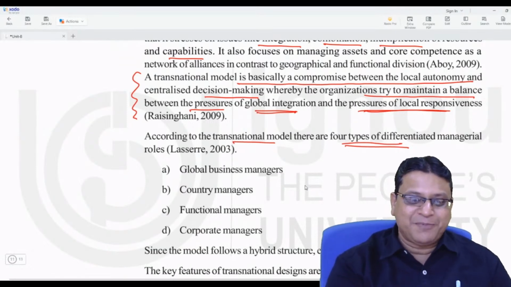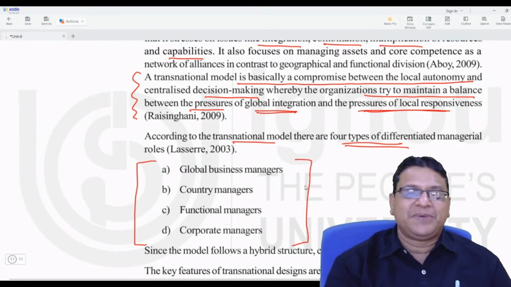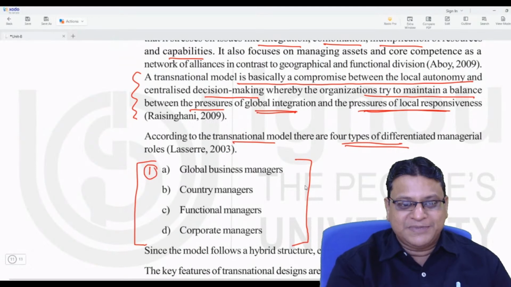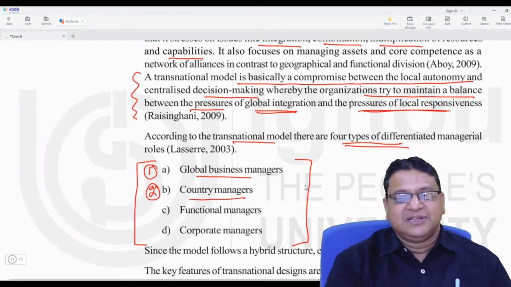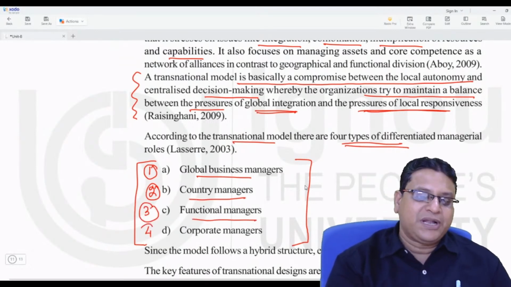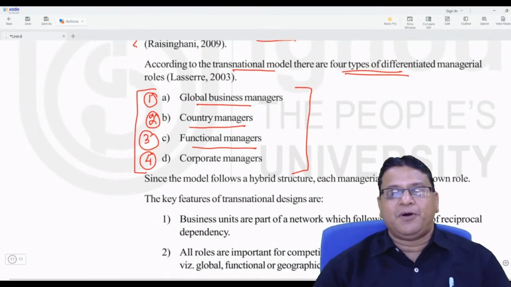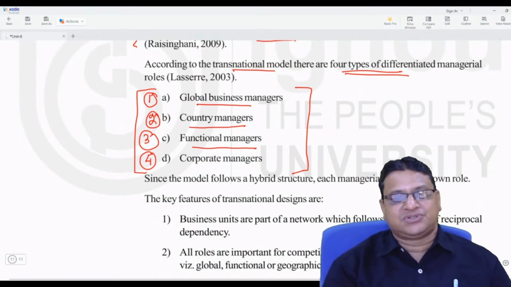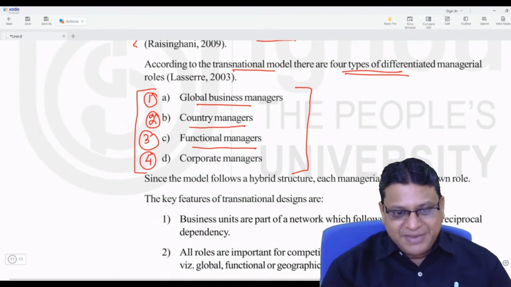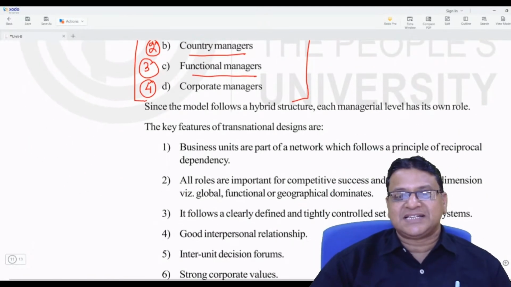According to the transnational model, there will be 4 types of managers in a transnational organizational structure. What are the 4 types of managers? One is global business managers. Another is country-based business managers. Next, functional managers. Next, corporate managers. So the transnational model is based upon 4 types of managerial roles: global managers, country managers, functional managers, and corporate managers.